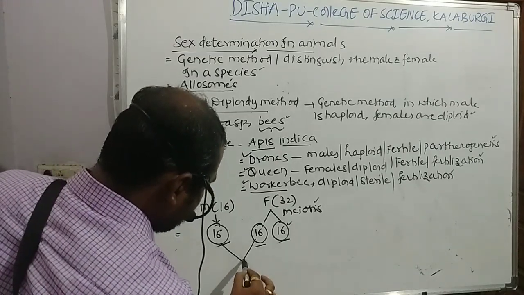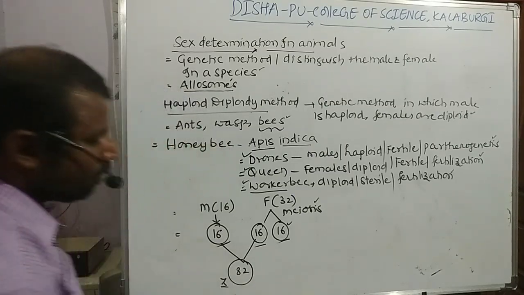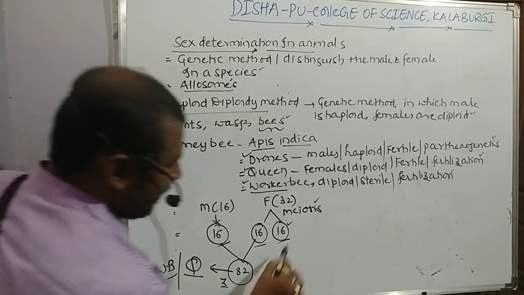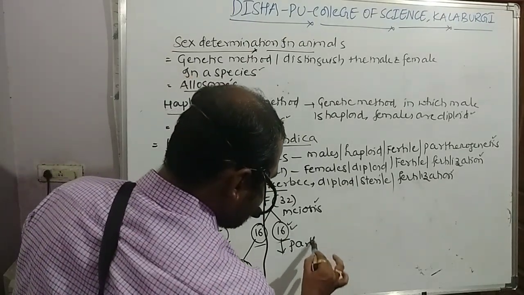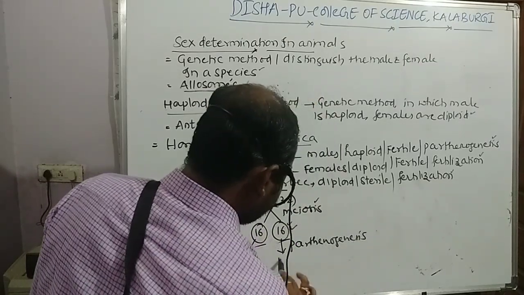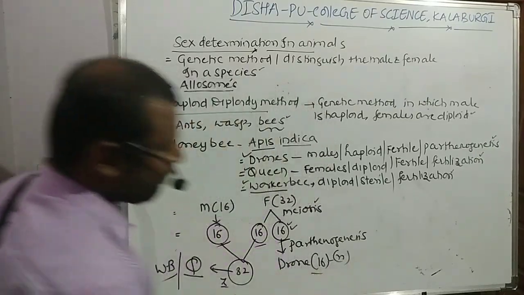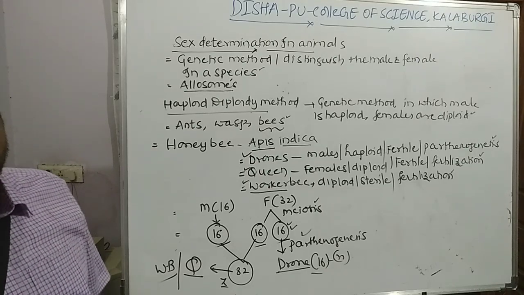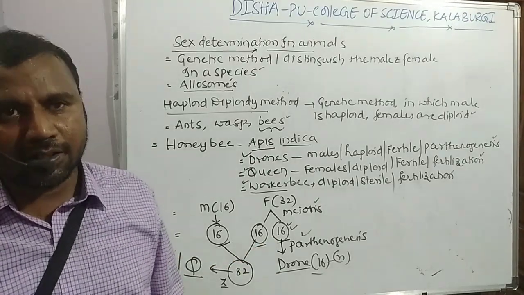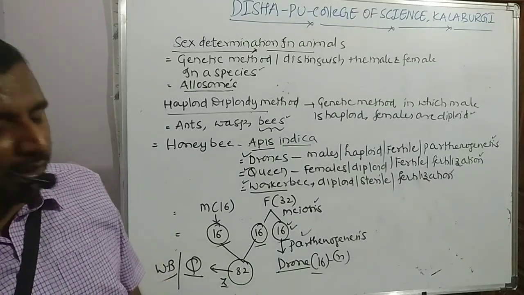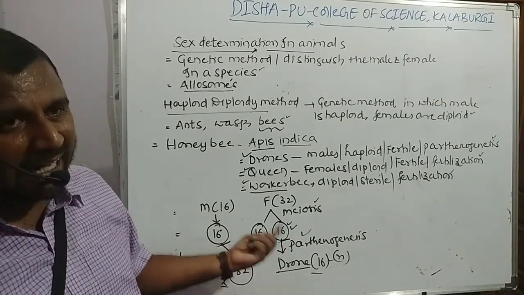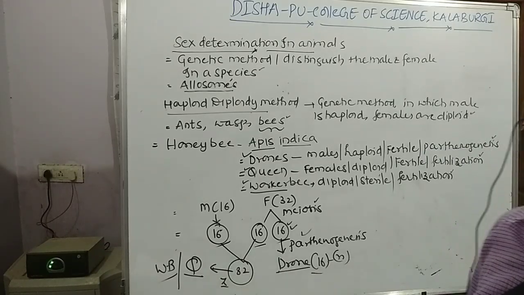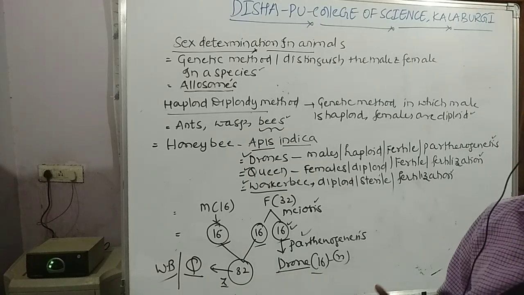Now when fertilization occurs, the zygote is formed with 32 chromosomes. This will develop into a queen or a worker bee. One egg will be left out to develop by parthenogenesis into a drone having 16 chromosomes, that is, haploid. Hence the drones are raised by parthenogenesis, meaning there is no fertilization of the egg. Drones have a mother but they do not have a father, but they do have a grandfather. So this is about the haploid diploidy method.